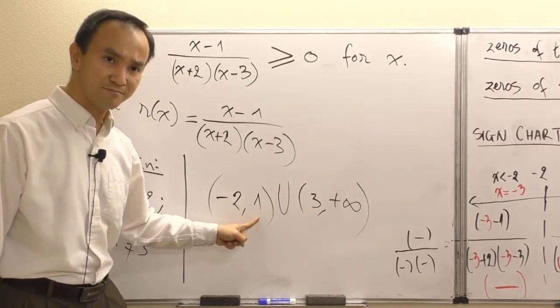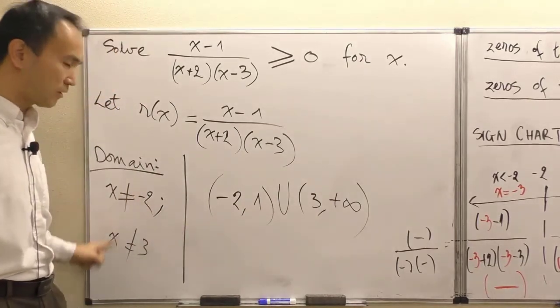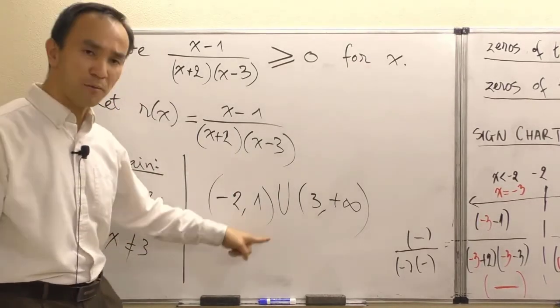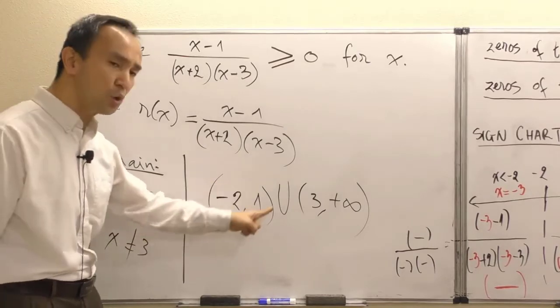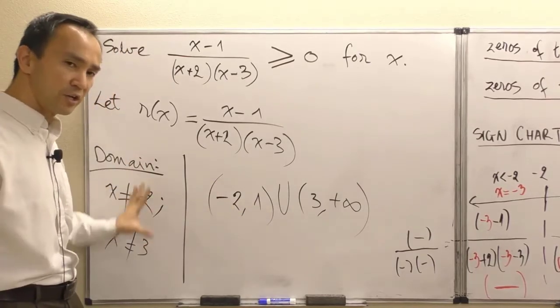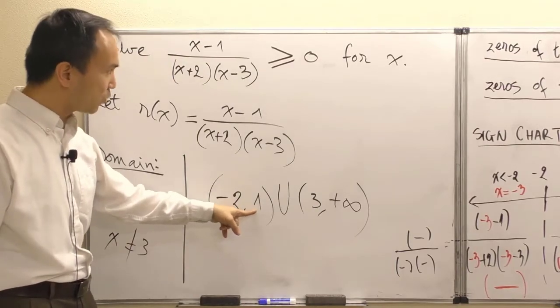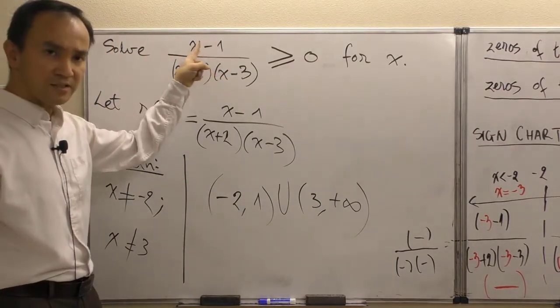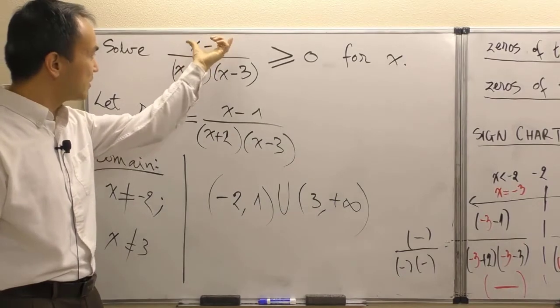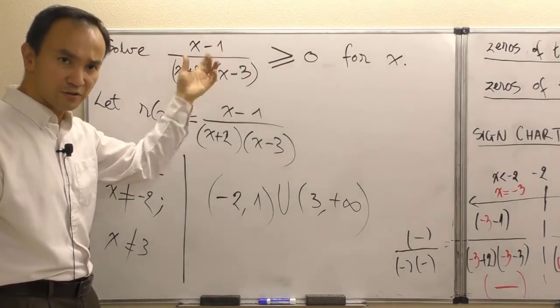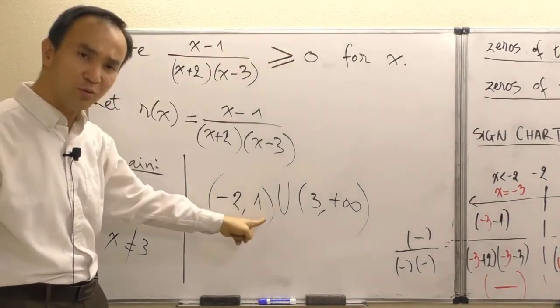This guy, is that violating the domain? No. If we put brackets there, if we're including x equals 1, is it violating the domain? No. And as a matter of fact, x equals 1 is the 0 of the numerator, so it gives me a 0 divided by anything else non-zero. So we do have equals 0 here if x equals 1.